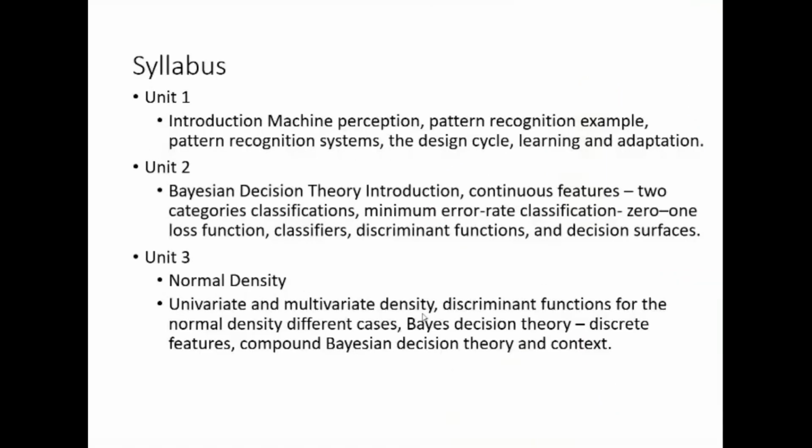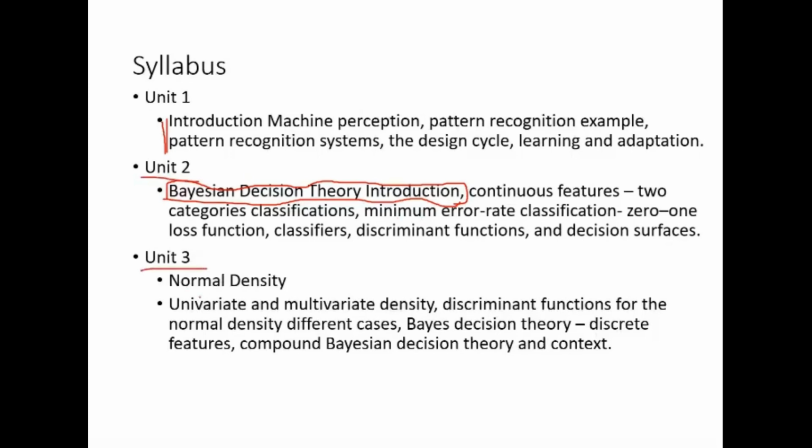So let us quickly go through the syllabus. You can see here there are 6 units, actually 3 are on this slide. So this is an introduction to machine learning, then some perceptron or pattern recognition example, then pattern recognition system, design cycle, learning and adaptation. So this is a kind of introduction. Then we will go for Bayesian theory. So here Bayes theorem is the dominant one. We will go for various applications of Bayes theory or Bayes decision theory to do classification, clustering kind of jobs. So that will come under unit 2.